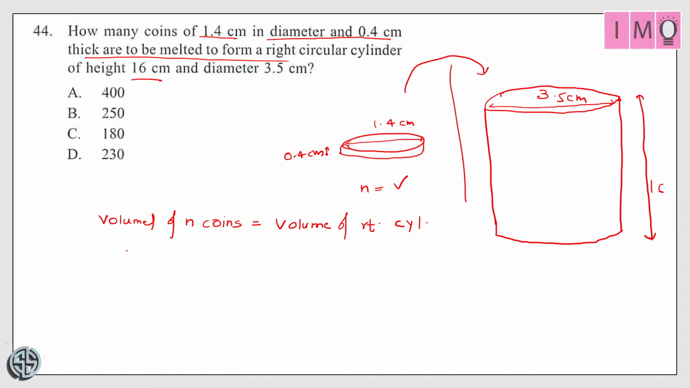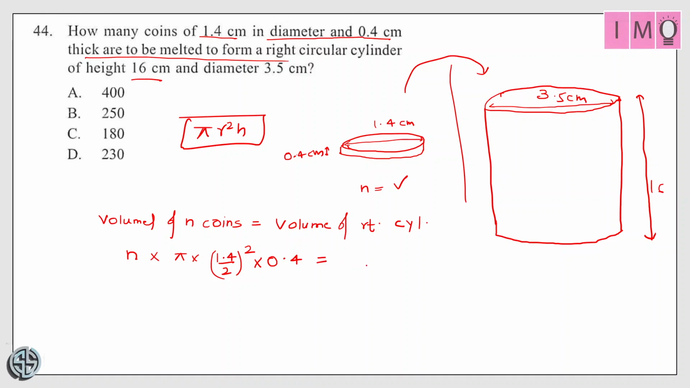So for n coins, if I write the volume of one coin and multiply it with n, you will find the volume of n coins. What is the volume of one coin, which is in cylinder shape? It is equal to pi r square h. The diameter is 1.4 centimeter, so r will definitely be 1.4 upon 2, and pi r square h, because the volume of a cylinder is pi r square h. Okay, so pi r square I have put, and the height is given as 0.4 centimeter.